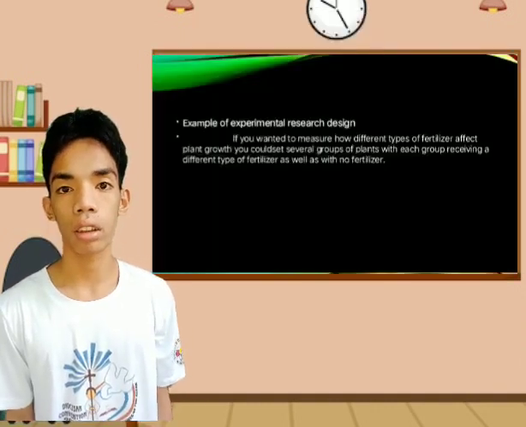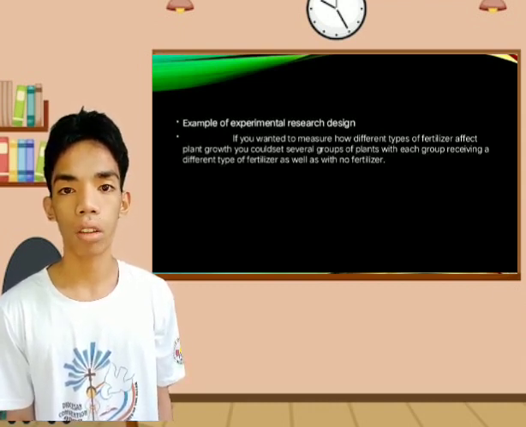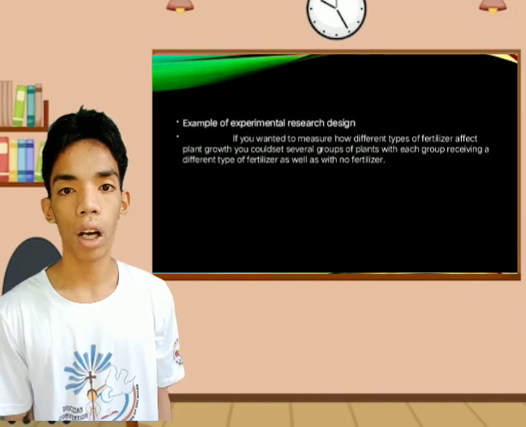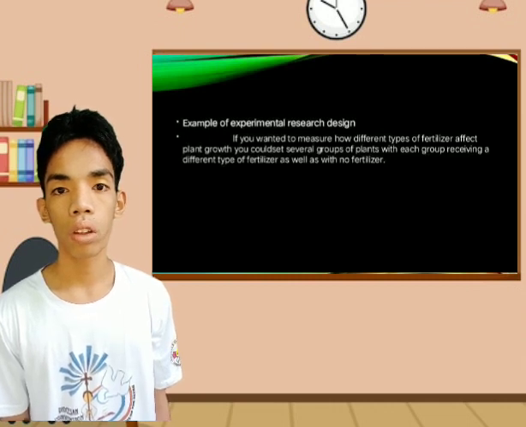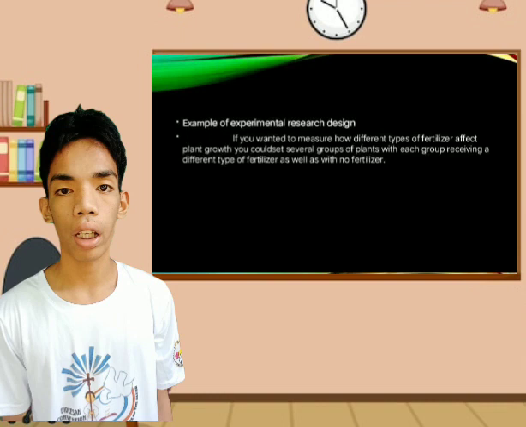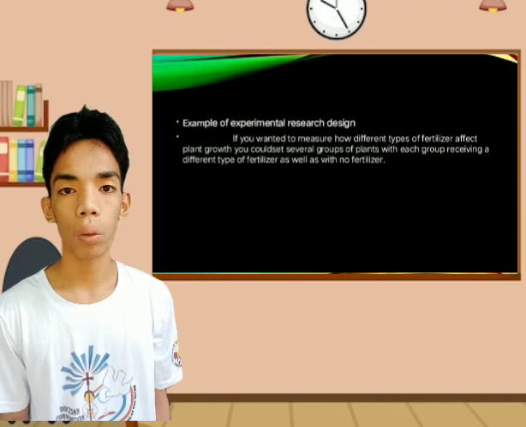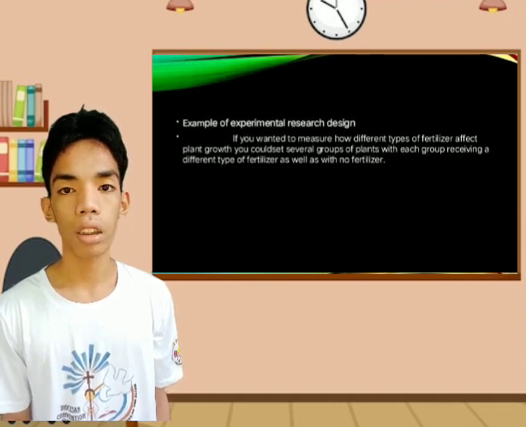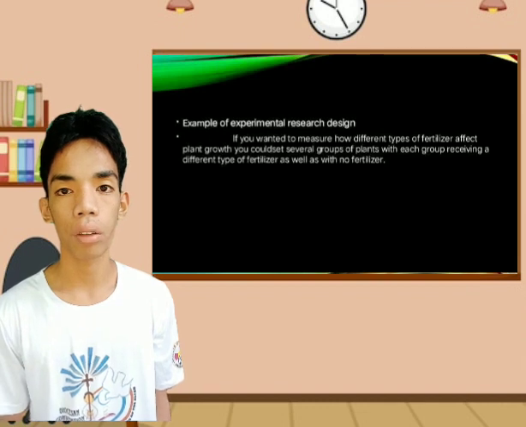Example of experimental research design. If you wanted to measure how different types of fertilizer affect plants' growth, you could set up several groups of plants. Each group receives a different type of fertilizer, as well as no fertilizer. You then measure how each plant group grows on average over time and compare the results from the different groups to see which fertilizer was effective. Naturally, experimental research design provides researchers with a powerful way to identify causal relationships and measure relationships.